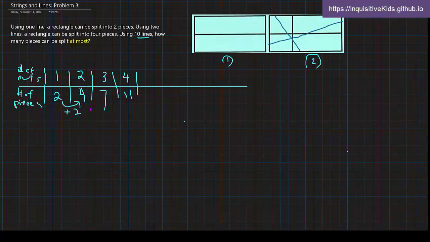2 plus 2 equals 4. 4 plus 3 equals 7. 7 plus 4 equals 11. So just like last time, this was the pattern. It was plus 1, plus 2, plus 3, plus 4. So we're trying to find, well, what about 10? So again, we are going to make that pyramid thingy.